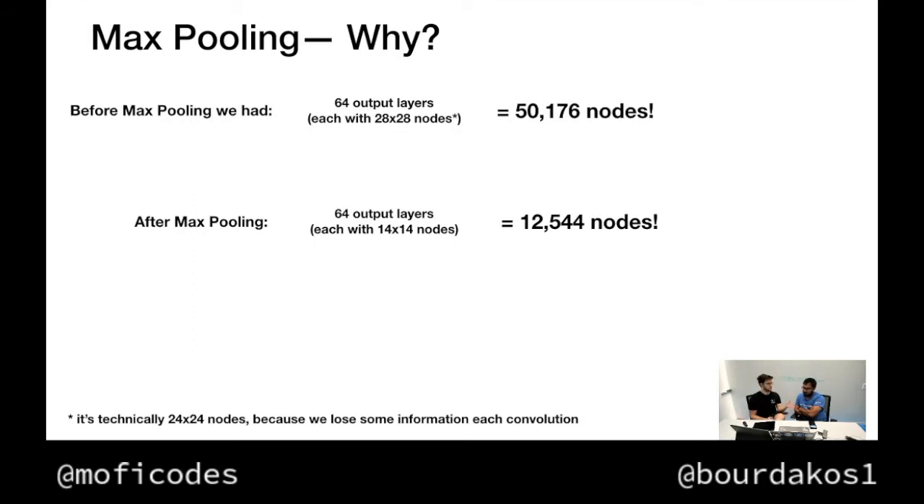So you were exactly right. Why do we do max pooling? Before max pooling, we had 64 output layers, and each one had 28 by 28 nodes. That's not exactly true because we dropped a couple, so it would actually be 24 by 24 nodes. That ends up being about 50,000 nodes, which is a lot to put into our dense layers at the end. With max pooling, we can drop that down drastically to about 12,000 nodes. A lot nicer to put through our neural network.